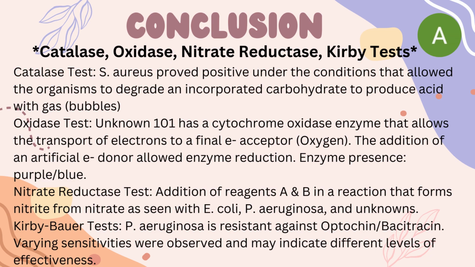For the nitrate reductase test, the addition of reagents A and B allowed a reaction that forms nitrite from nitrate, as seen with E. coli, P. aeruginosa, and unknowns. Lastly, the Kirby-Bauer test displayed that P. aeruginosa is resistant against optochin and bacitracin. Ultimately, varying sensitivities were observed and may indicate different levels of effectiveness.